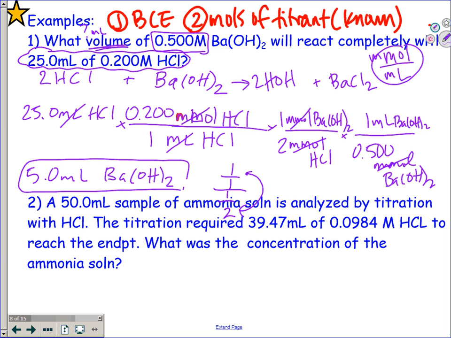Okay. Oh, I forgot, is it 266? There we go. All right, moving on. Can you guys do the next one? Choose millis or moles. Don't care. Make it work.